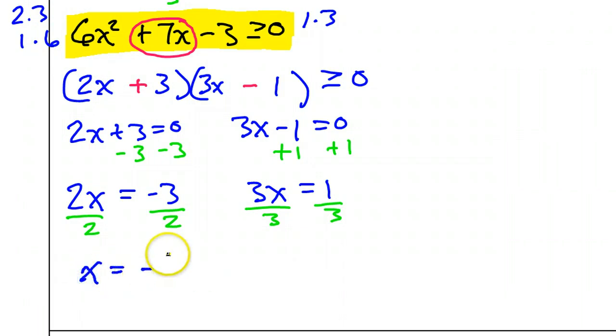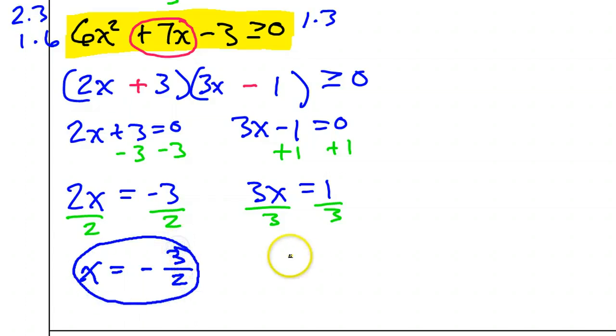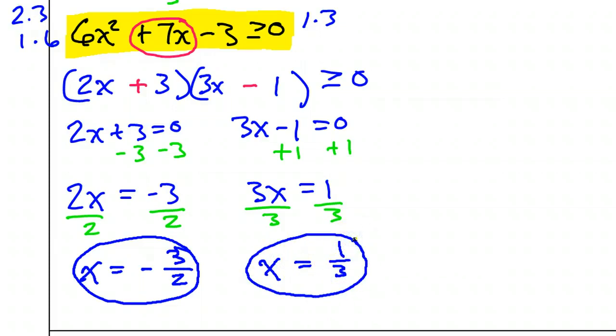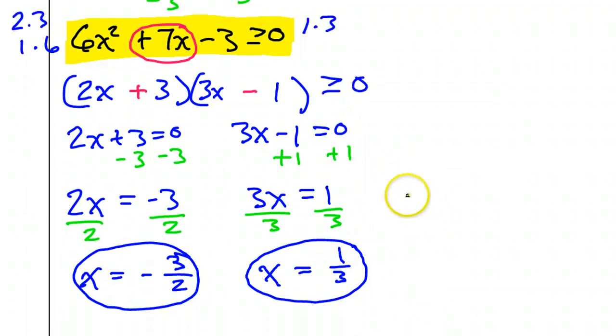x equals negative 3 over 2. Okay, so that's one of my zeros. And this is going to give me x equals 1/3. Okay? So this function is degree 2. So it only has 2 zeros, and here they are. I'm just going to do this by the graphical method because it's just so easy to do the graphical method. Then why not do it?